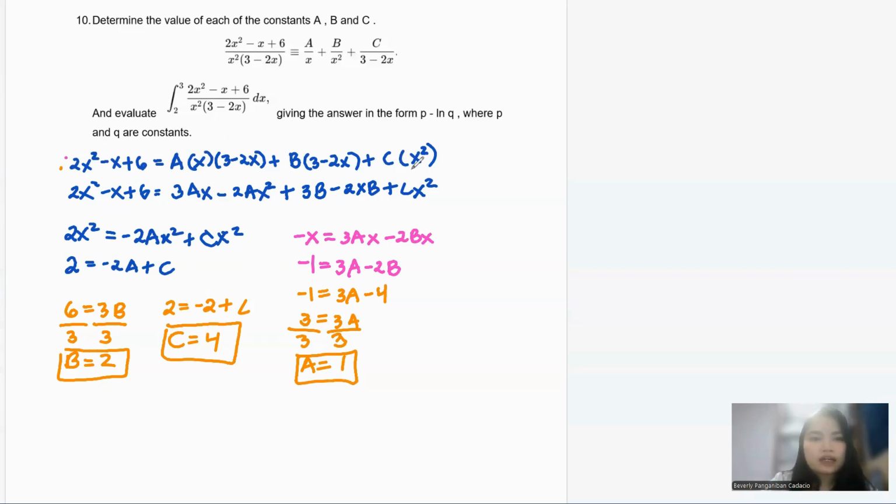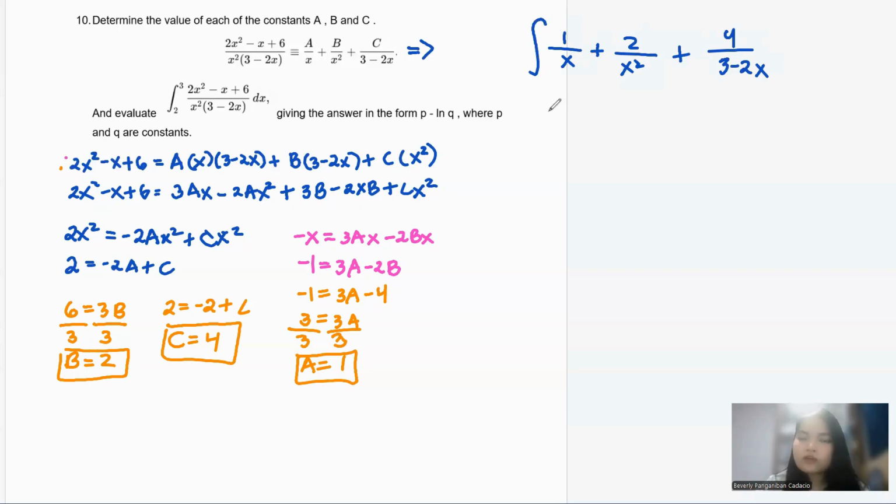Okay, now what we're going to do is, of course, integrate by simply rewriting it first so you can easily see that. So you have 1 over x, your b is 2 over x squared, and your c will be 4 over 3 minus 2x. Okay, let's integrate, guys, one by one. So of course, that one will become ln x.